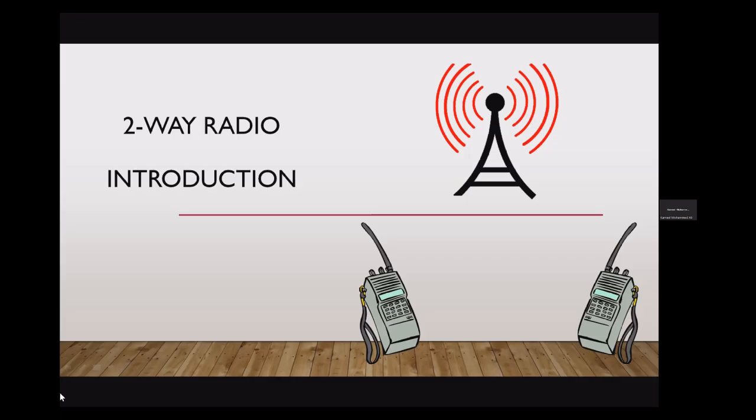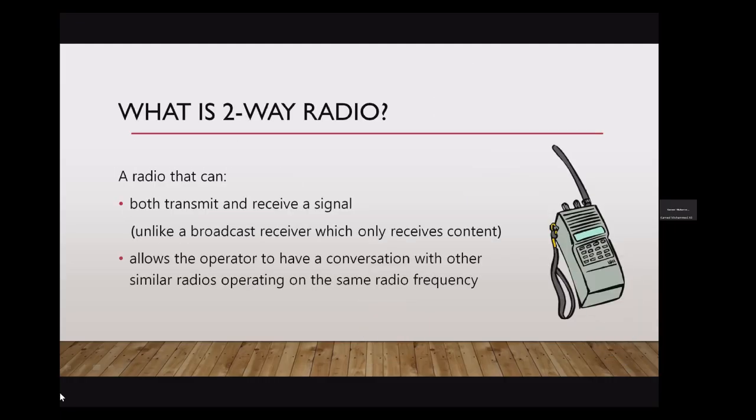Thank you, Tessa. I am Kamil Muhammad Ali, and today we will start off with the first part of our PowerPoint on the introduction to two-way radio. So the first question we will answer: what is a two-way radio? A two-way radio is a radio that can both transmit and receive a signal, which differentiates it from broadcast radio, which only receives a transmission. The two-way radio allows the operator to have a conversation with other similar radios operating on the same radio frequency.